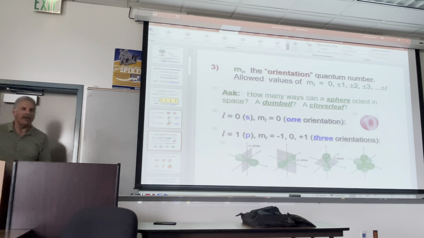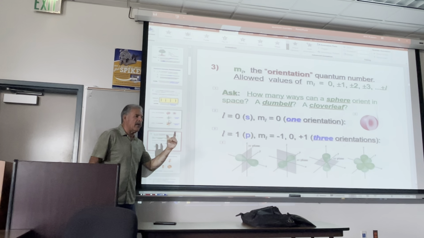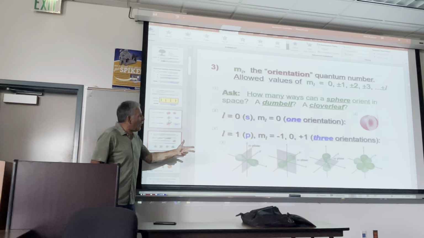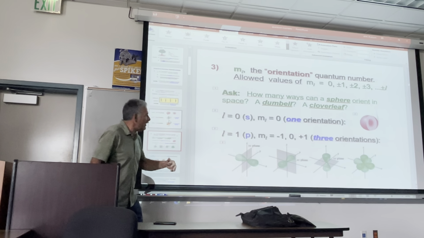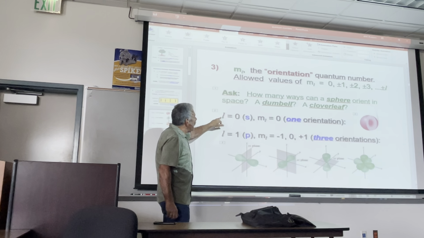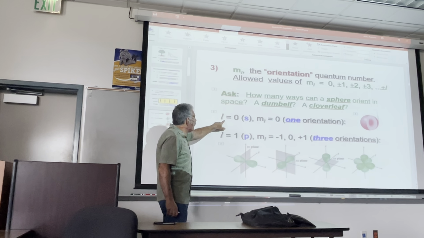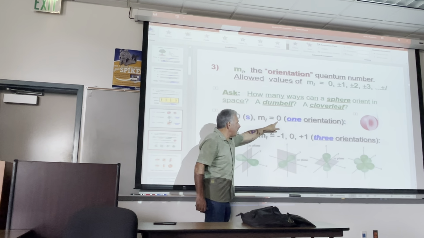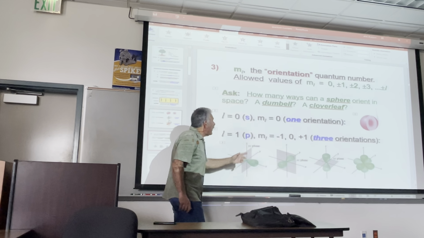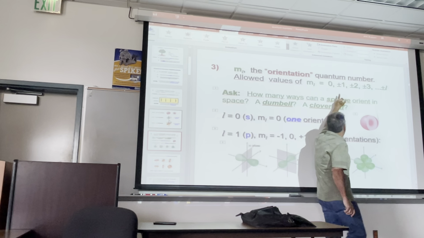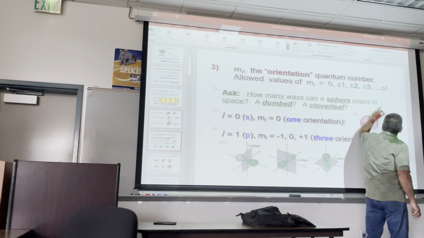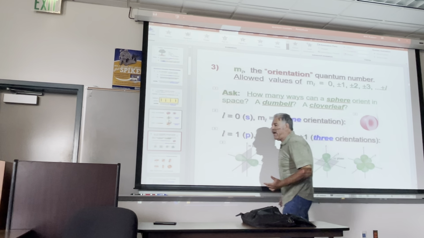Now, m sub l. We've defined the quantum number and the shapes, and now we're going to look at the orientation, like px, py, pz. How many ways can a sphere orient in space? A dumbbell, a cloverleaf being the d. So l equals 0, the s sphere, m sub l equals 0. There's only one orientation. Why? Because the values of m sub l are 0, plus or minus 1, plus or minus 2, plus or minus 3, all the way up to the value of l.